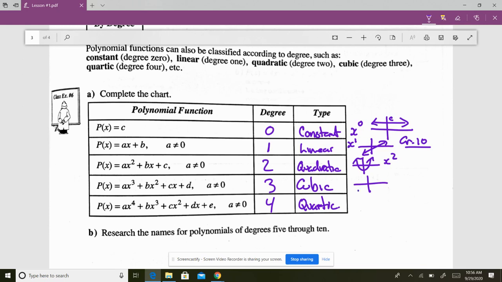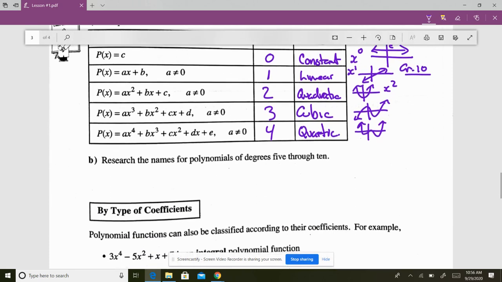So cubic graphs, as you will see, look like that, or they can be flipped as well. We'll play with those. And quartic graphs, anybody know what a quartic looks like? A fourth degree? Can look like a W or an M if you put a negative in front of it. Or it could even look like a quadratic. It's just x to the 4, and that's all it is. It'll look just like a quadratic, just rises faster. But we're going to study all those, so we don't have to worry about them right now.